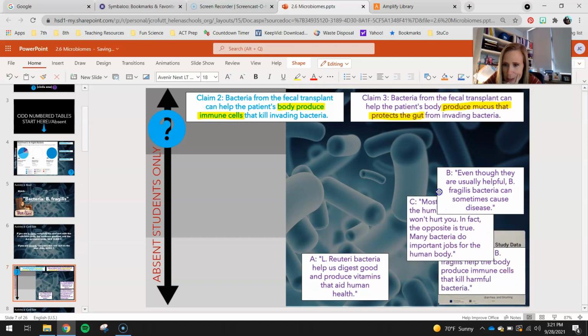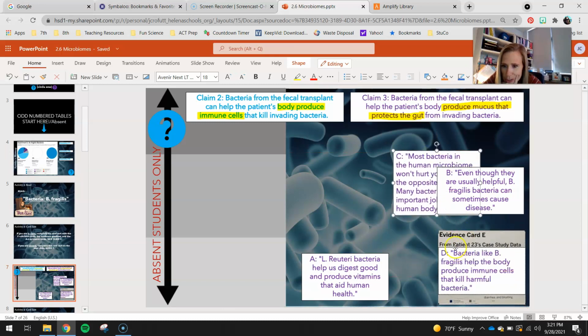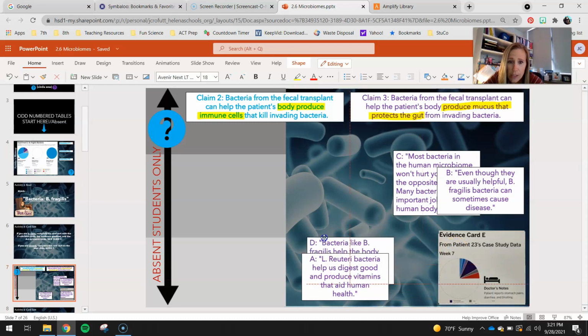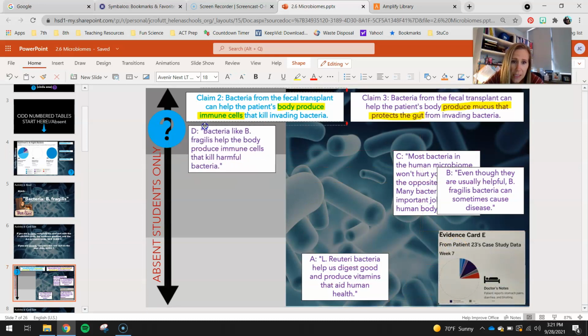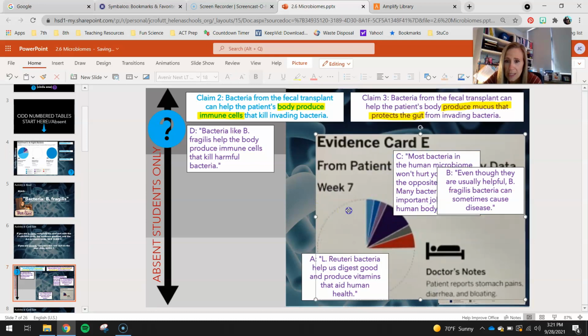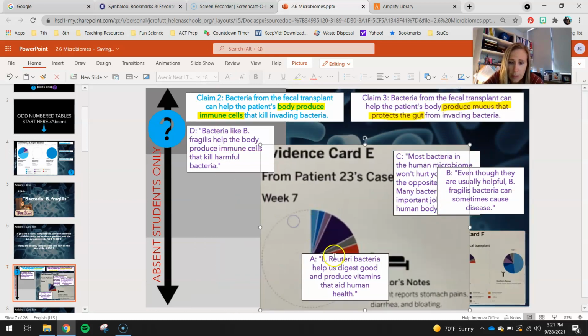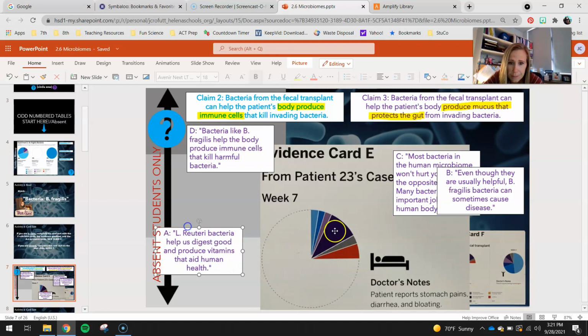So you guys have some in here that are pictures. So here's a good one. Bacteria like B. fragilis help the body produce immune cells that kill harmful bacteria. That one's really important. So we're going to put that up at the top, and it also very much supports our subclaim 2. So we're going to put it underneath subclaim 2. On the pictures like these, you guys can click to make them bigger. You guys can kind of move these around so you guys can see.